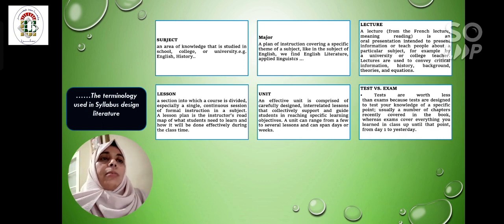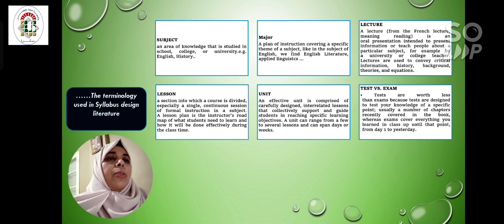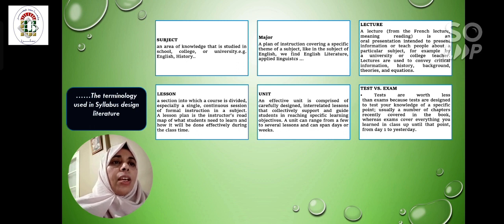Tests versus exam. What is the test and what is an exam? So the tests are worth less than exams because tests are designed to test your knowledge of a specific point, usually a number of chapters recently covered in the book, whereas exams cover everything you learned in class up until that point, from day 1 to yesterday.